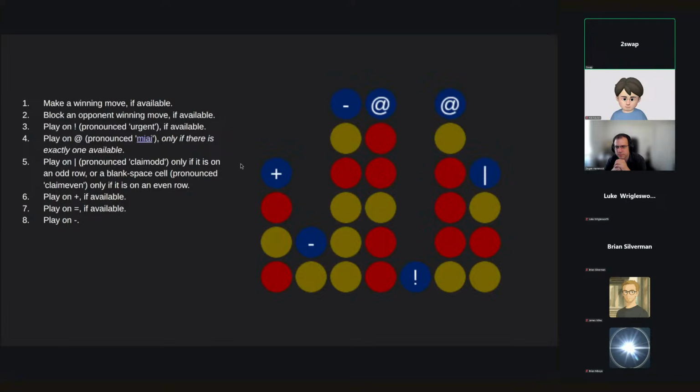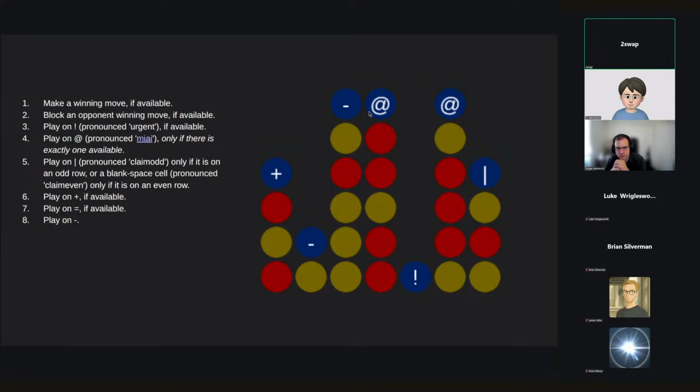In this spot, we would make a winning move if there's one available. We would block an opponent winning move if, like, this all makes sense. You want to win if possible. You want to block the opponent if possible. You want to play on an urgent spot if possible. So in this case, for example, if you're in this position and it's red to move, red would play here because this is the urgent mark. I think this is actually yellow to move in reality in this position. Actually, I forget. But hypothetically, if it were red to move, red would play here because the urgent is telling you to go there.